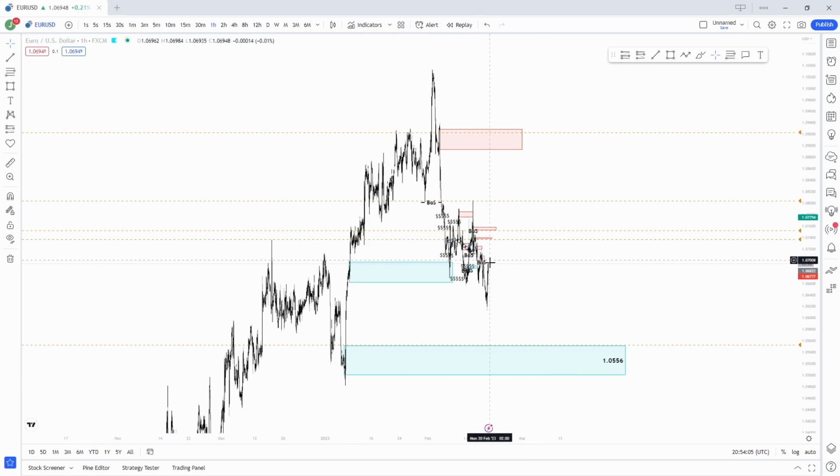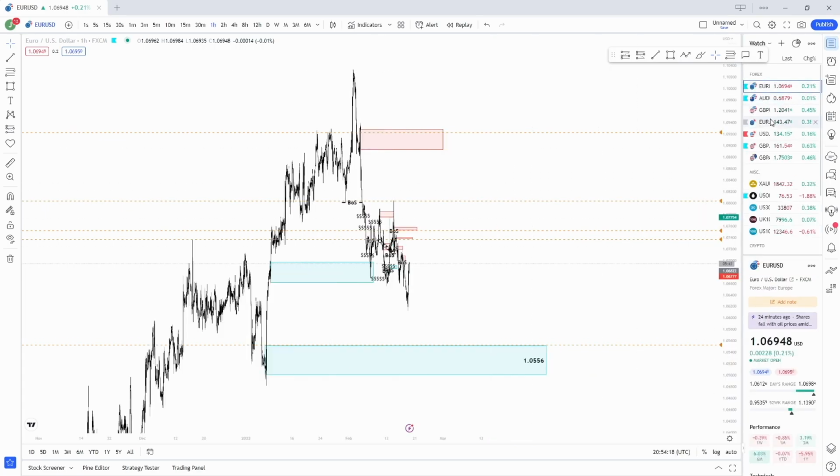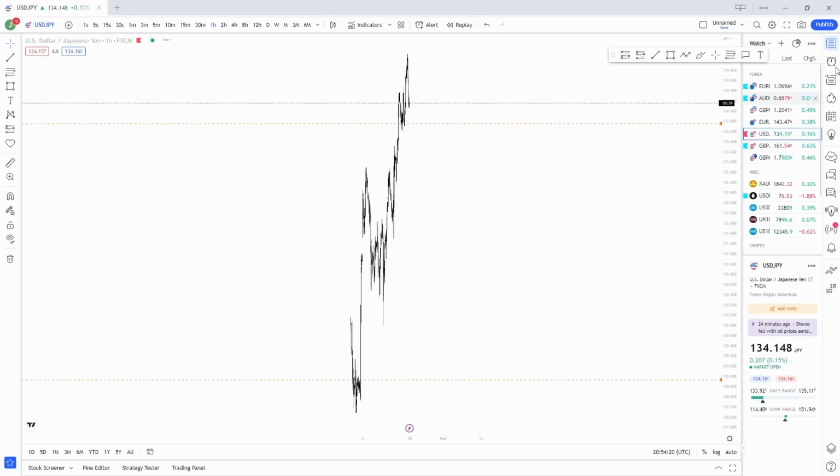Now, in an example like this, in the shorter term, obviously there's not as much leeway, there's less room for error, and therefore that is why I usually stick to the higher time frames. Anyway, that's pretty much the outlook on the euro to the US dollar.